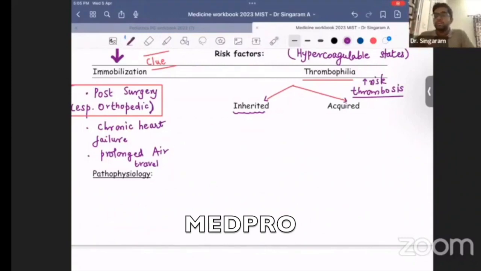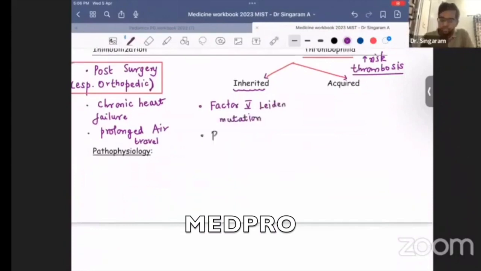And what are the conditions and risk factors for this? One is factor V Leiden mutation. Then protein C deficiency and protein S deficiency. The third one is antithrombin 3 deficiency. These are all inherited conditions which can predispose the patient to develop recurrent thrombosis, and as a part of that, thromboembolism can occur.